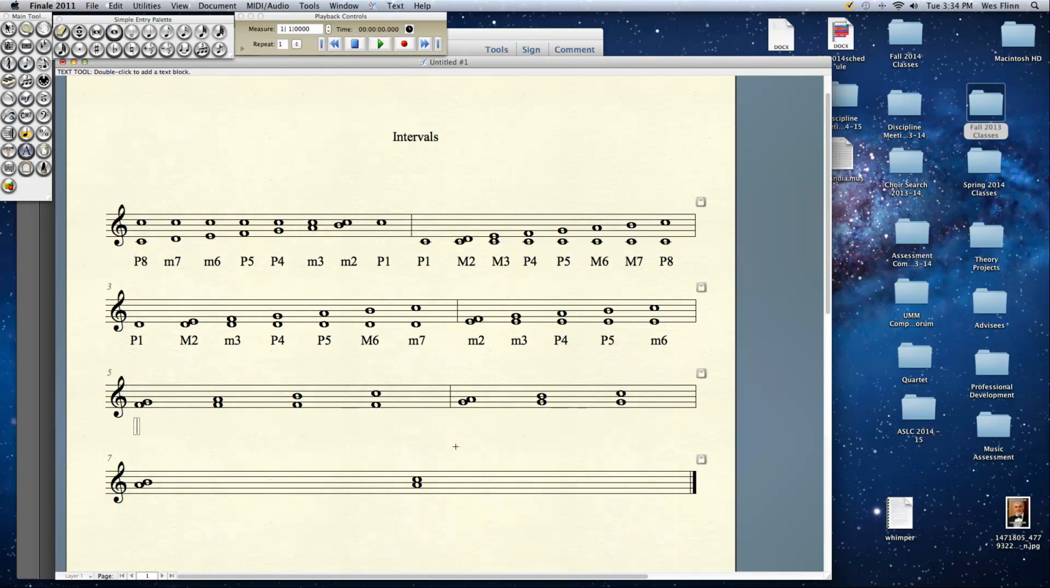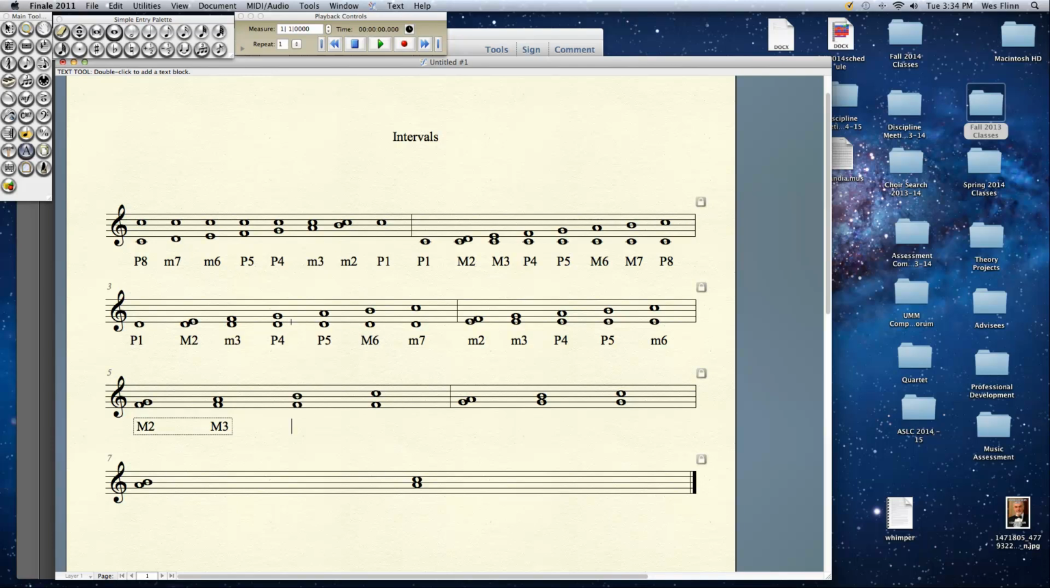In this case, F to G is how far? Sorry, major second. F to A, 2 whole steps, so that's right, a major third. F to B, how far is that? That's 3 whole steps.